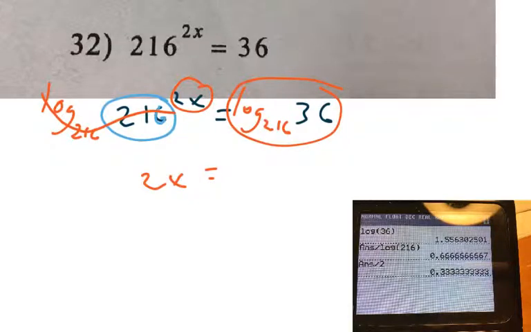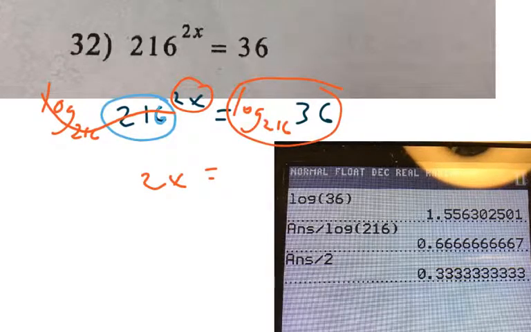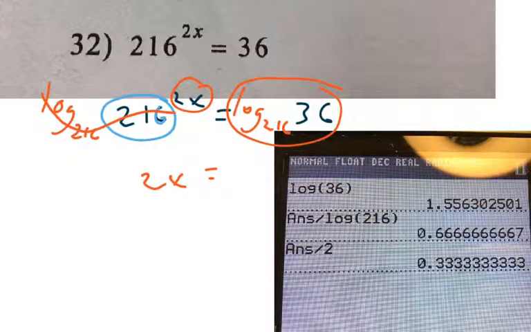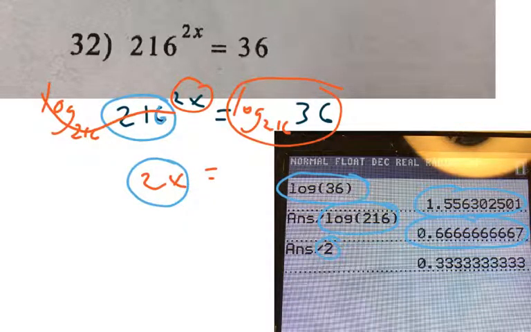But now, as you'll see, I'm going to use my calculator. And hopefully this is large enough for you to see. I went ahead and I did the log of 36, 1.55 and some change. I divided by the log of 216, right there. And because 2x equals it, I went ahead and divided by 2, and here's my answer.